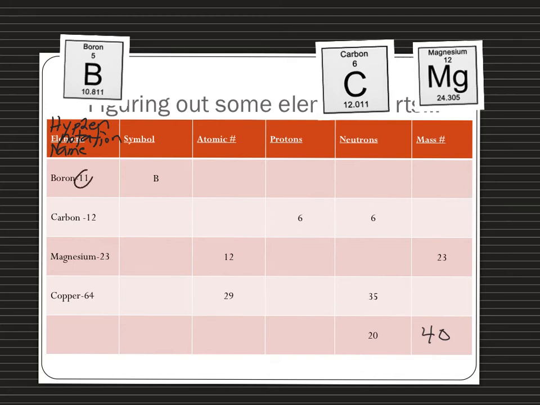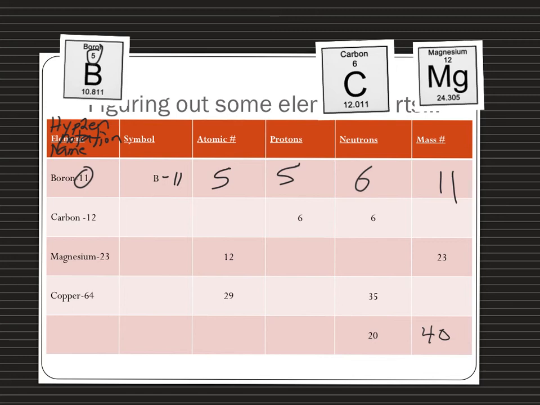So when I say it's boron 11, and I use my periodic table, my symbol I could put as B. I also could put B-11. So that's telling me that the mass number is 11. And then I look at the periodic table for the atomic number for boron, and it's the one that's not a decimal. That tells me the atomic number. It's also the number of protons. It's also the number of electrons. And then to find my neutrons, I take my mass number and subtract my protons from it. 11 minus 5 would be 6.